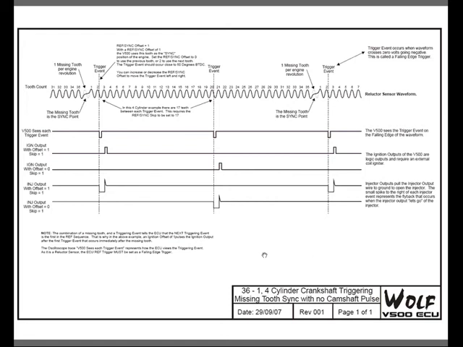This tutorial video covers the V500 triggering system for a 4-cylinder engine with 36-1 crankshaft triggering and no camshaft sensor.